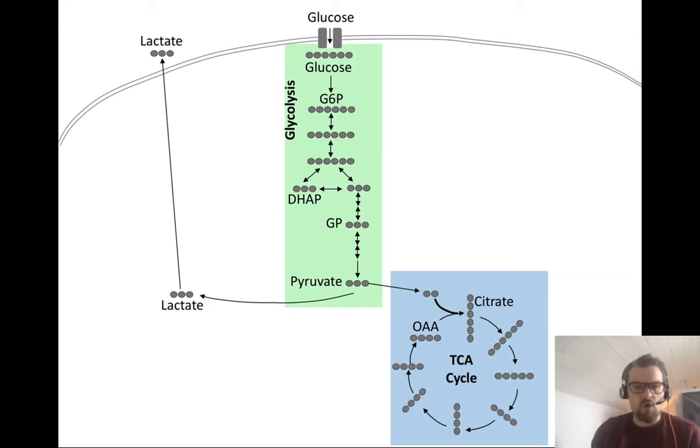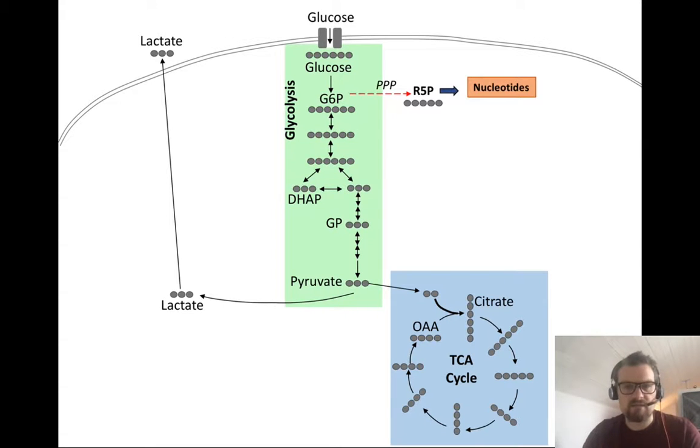So if we redraw glycolysis and the TCA cycle slightly differently to focus on the carbons, we can see that glucose is a 6-carbon sugar that is metabolized to pyruvate, which is a 3-carbon molecule. Then here we have the TCA cycle, and we think about the different points in this pathway where these carbons can be withdrawn from these pathways and used for biosynthesis.